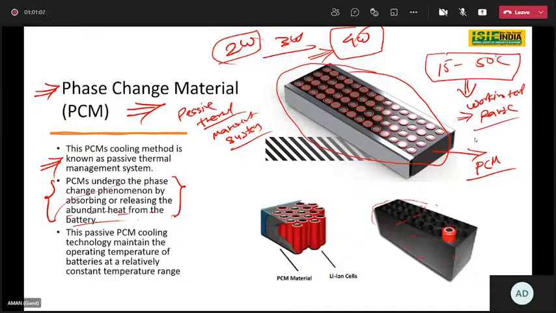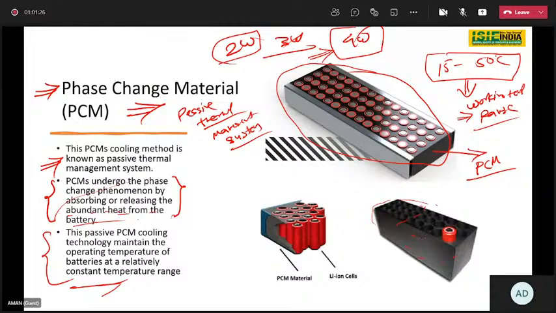So what exactly is happening? Suppose we finish this last part, then I'll discuss this thing. This passive PCM cooling technology maintains the operating temperature of the batteries in a relatively constant temperature range. Okay. So here, what exactly is happening? Let's consider this scenario.